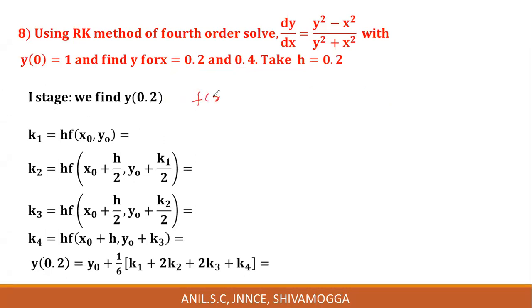F of x comma y is equal to y square minus x square divided by y square plus x square. And initial conditions, x naught is equal to 0 and y naught is equal to 1. And it is given that h is equal to 0.2. Now we can easily calculate k1, k2, k3 and k4. K1 is given by h into f of x naught comma y naught. K1 is 0.2. That's right.